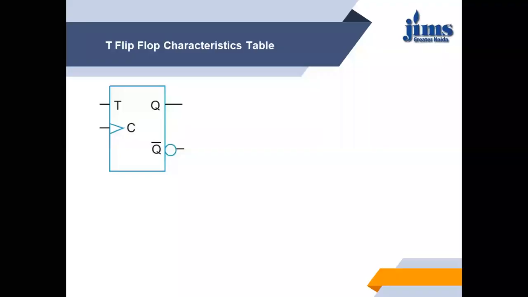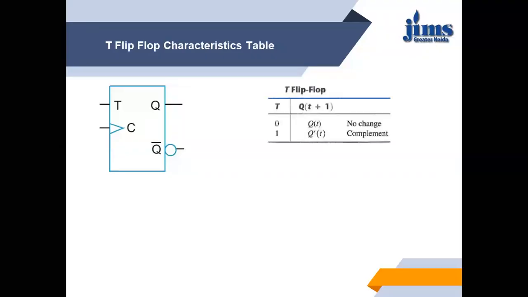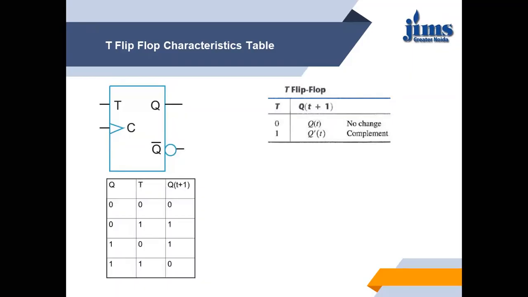T flip-flop, block diagram: T input, C input, Q and Q bar, two outputs. Its operation table: when T is 0, and we have assumed that the clock is active, output is Q, that is store, no change. Whenever T is 1, output is complement. So with this concept, we can find out the characteristic table.